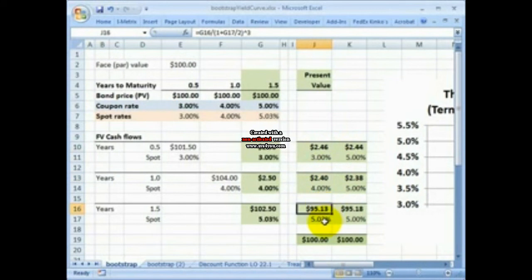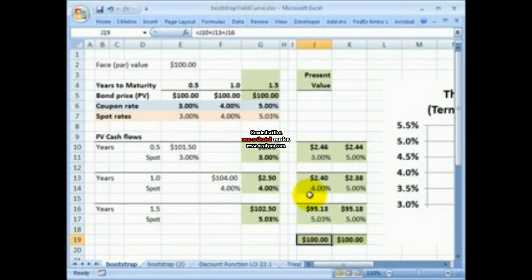And then we solved for the discount rate that we use for that third and final cash flow, which includes the par and the coupon. And we solve for it; that number has to be 5.03%, such that if we apply that discount rate, we get a present value of $95. Now, if we add this present value plus this present value plus this present value, in other words, we present value all the cash flows, we also get 100. So look at this. In both cases, we get $100.